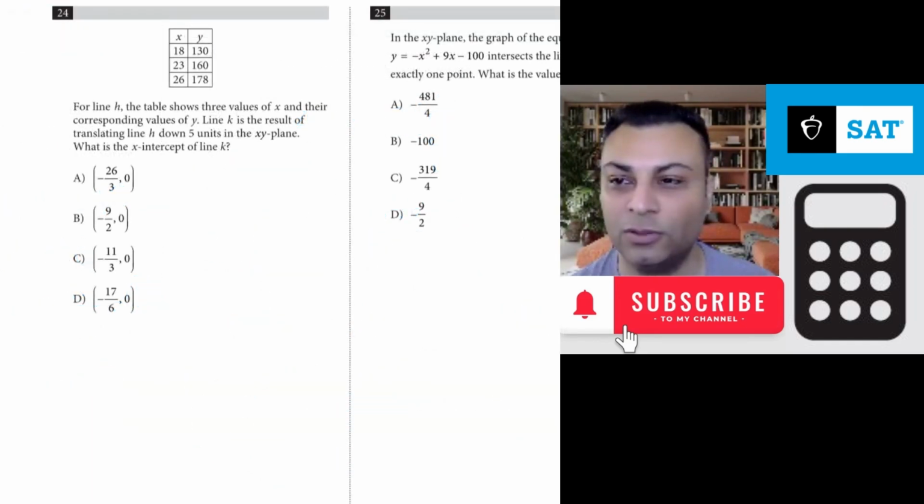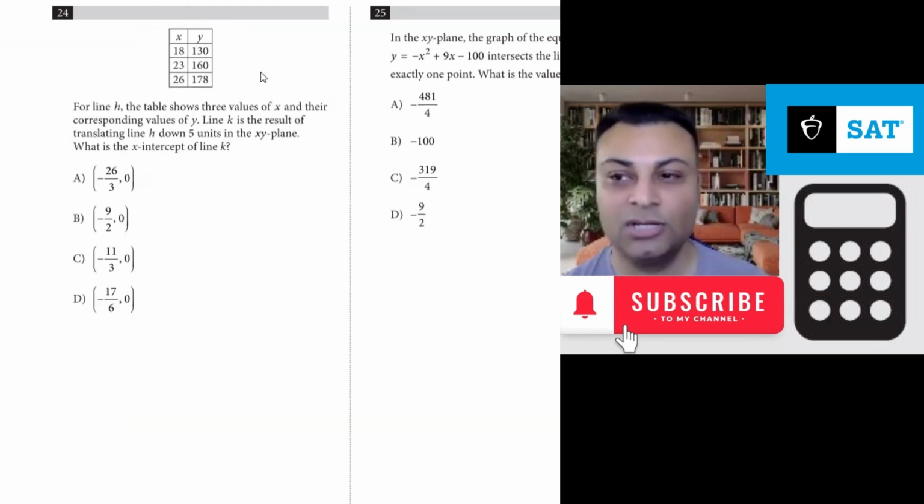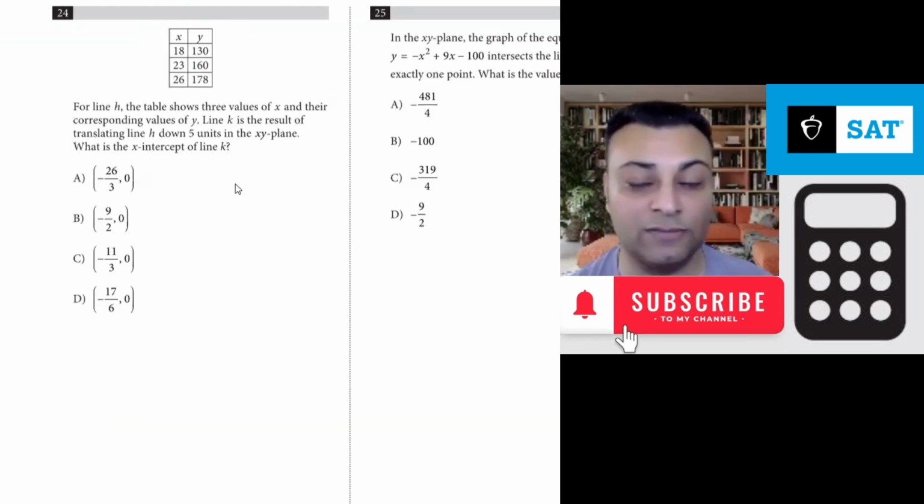Question 24, we're given a table. For line H, the table shows 3 values of x and their corresponding values of y. Line K, a completely different line, is the result of translating line H down 5 units in the xy plane. What is the x-intercept of line K? So this is line H we have over here. This whole thing is for line H. So what we want to do is get the equation of line H.